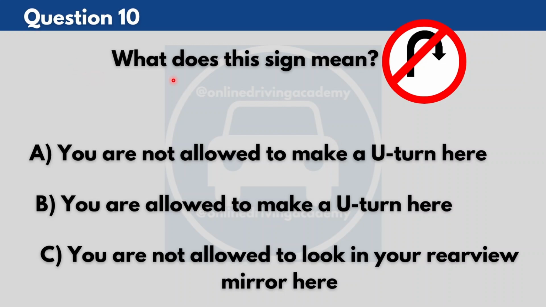Question 10. What does this sign mean? Now we can see there is a U-turn icon there and there's a red line going through. So is it option A? You are not allowed to make a U-turn here. Is it option B? You are allowed to make a U-turn here. Or is it option C? You are not allowed to look in your rear view mirror here. Correct answer will be option A.